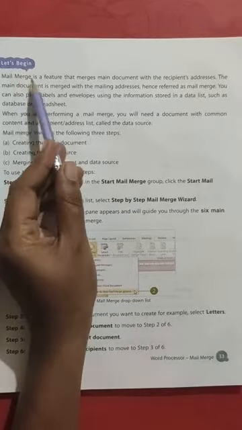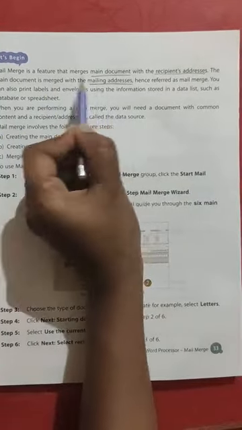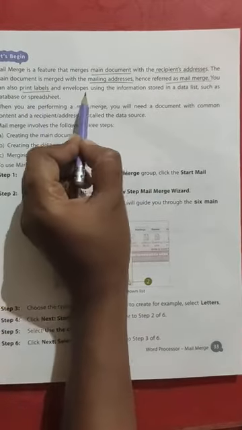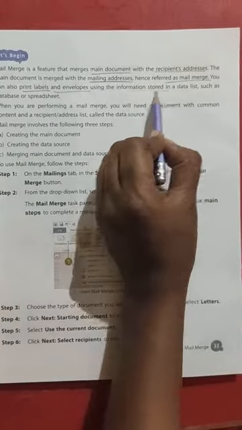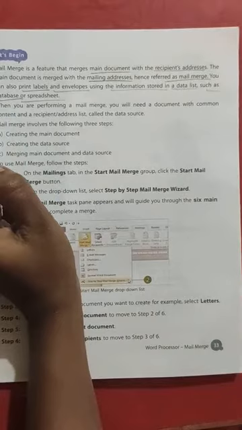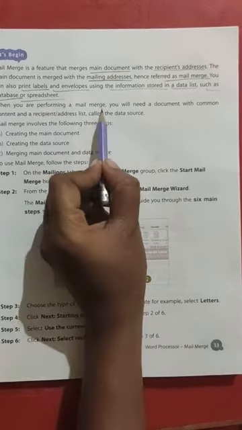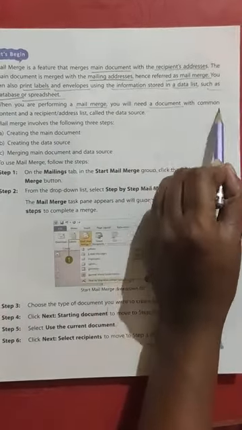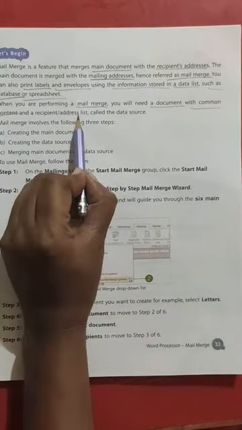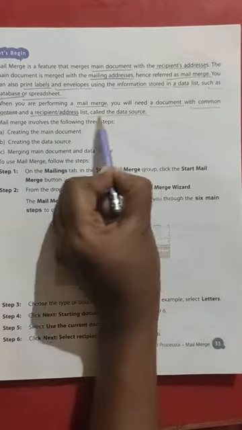Mail merge is a feature that merges the main document with the recipients' addresses. The main document is merged with the mailing addresses, hence it is referred to as mail merge. You can also print labels and envelopes using the information stored in a data list such as a database or spreadsheet. When you are performing a mail merge, you will need a document with common content and a recipient or address list called the data source.